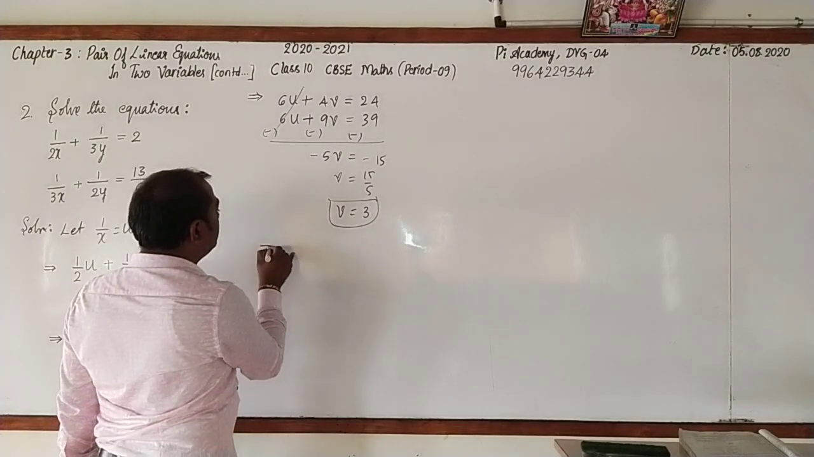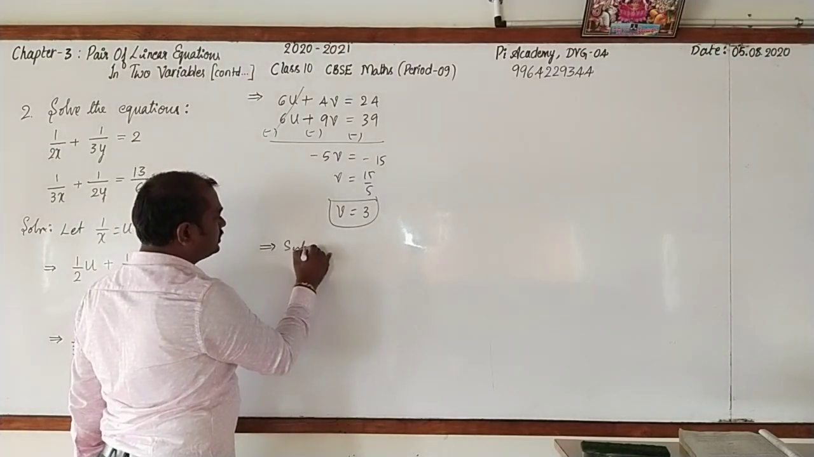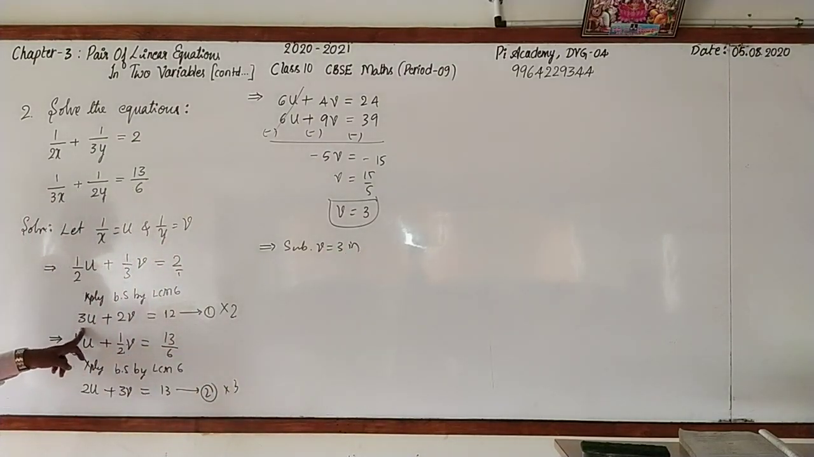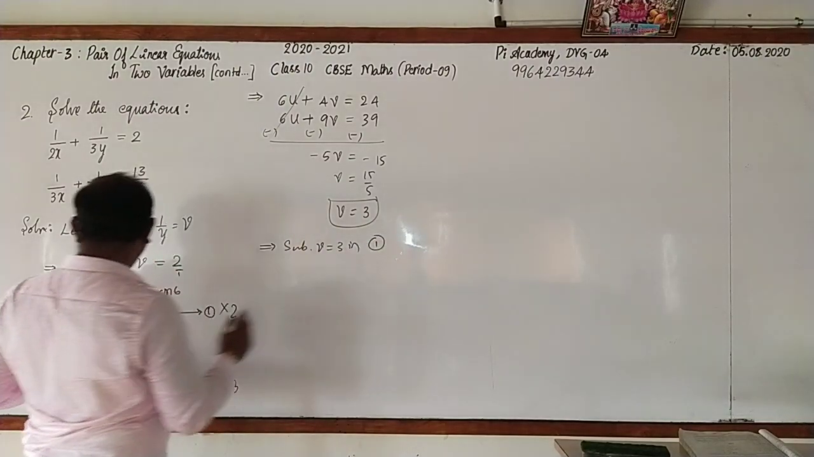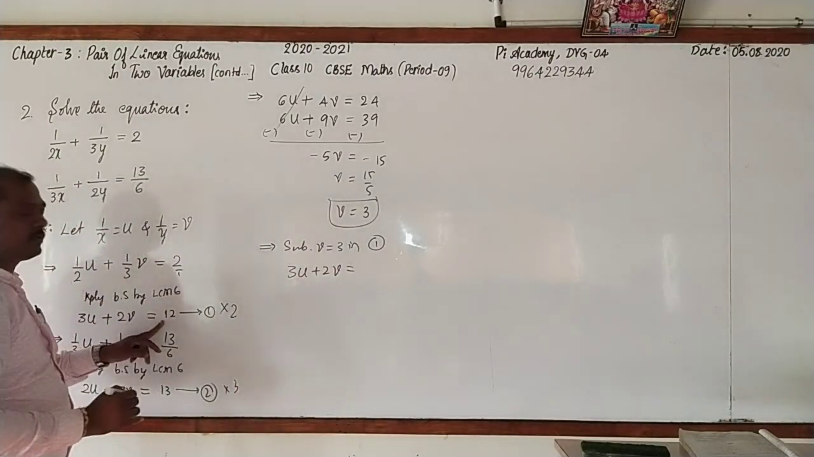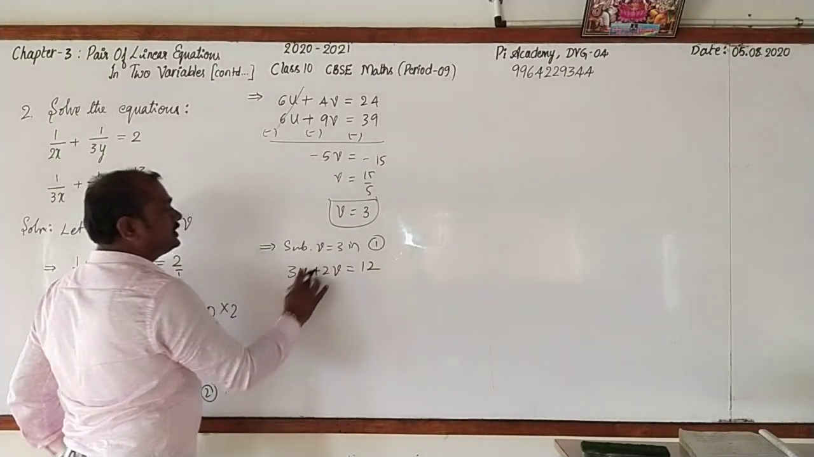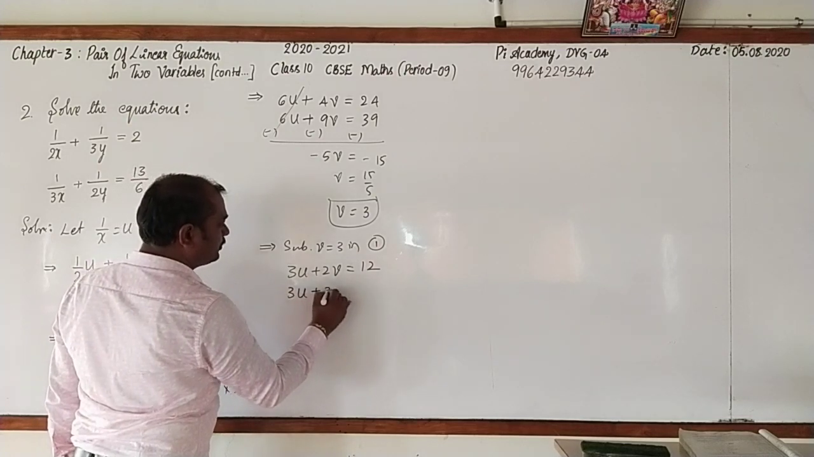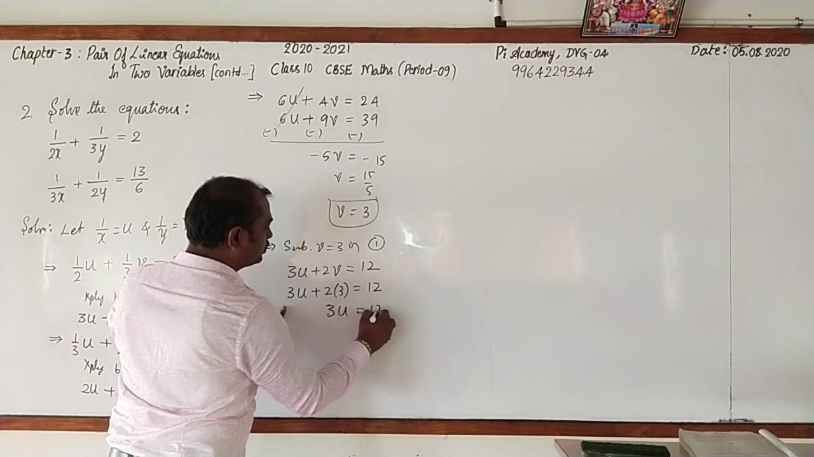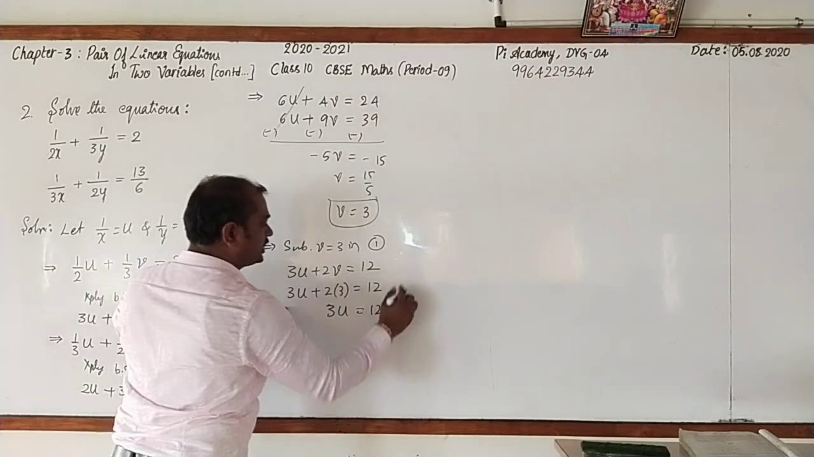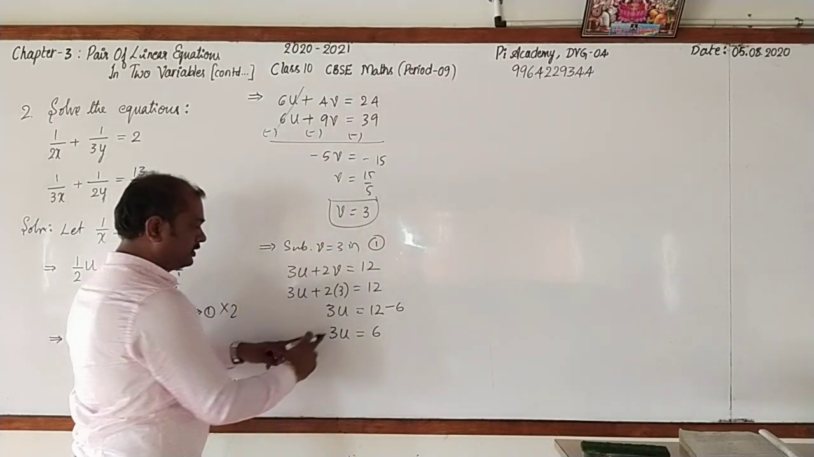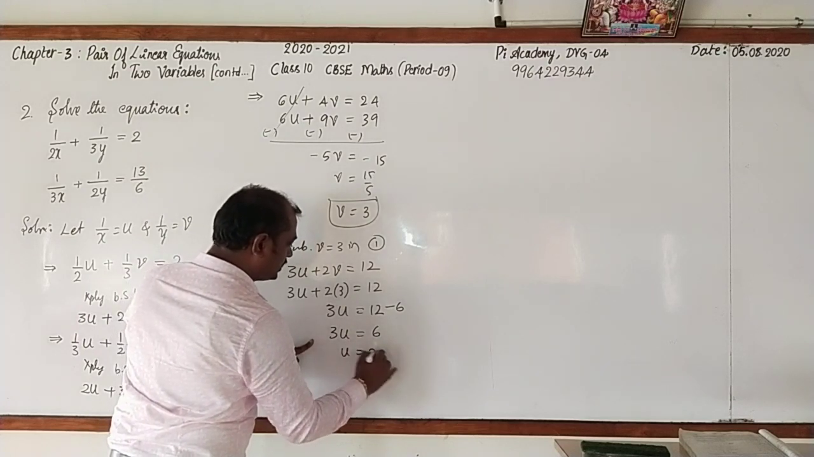Then let's go for finding u. So substitute v equal to 3 in which of these two equations? 1 or 2? Let's go for taking 1. Equation 1 is 3u plus 2v, equal to 12. What is v? It is 3. So 3u plus 2 into 3 is equal to 12. Then 3u is equal to 12, 2 3s are 6, transfer becomes minus 6. 3u is equal to 12 minus 6, 6. 3 2s are 6, so u is equal to 2.